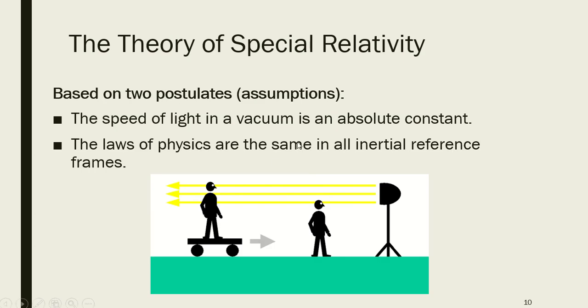So Einstein came up with his theory of special relativity, and the two key postulates or assumptions that he made were that the speed of light in a vacuum is an absolute constant. No matter where the observer was, whether they were stationary or moving, the speed of light was always a constant 3 times 10 to the 8 meters per second. His other postulate was that the laws of physics, Newton's laws and all our motion stuff that we've been learning about, are the same in all inertial reference frames, which, remember, are either stationary or at constant velocity.